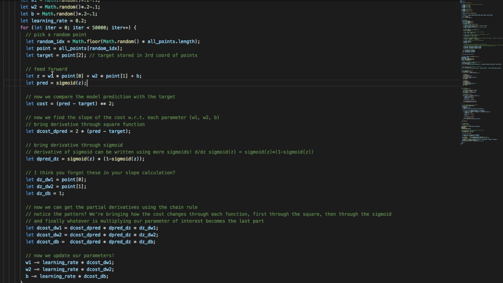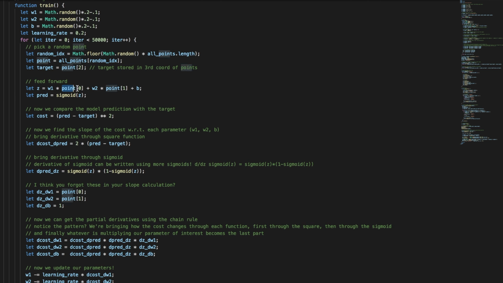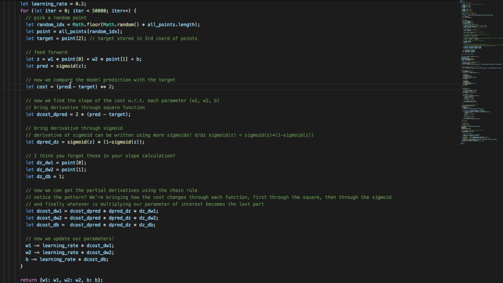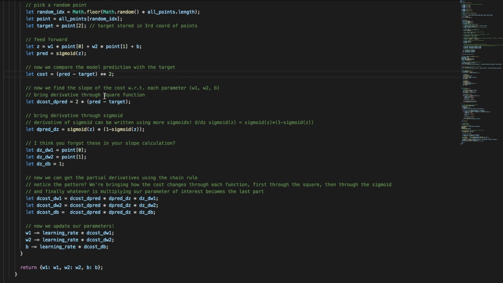Now we do the feed forward part of our neural network. So we weight the first feature by W1, and we weight the second feature by W2, and then we add B. So we basically add up these three things, and then we take sigmoid of that. And that is our network's prediction. So I just call that pred. And we want to bring the prediction close to the target. So that's why we're using the squared error cost function.